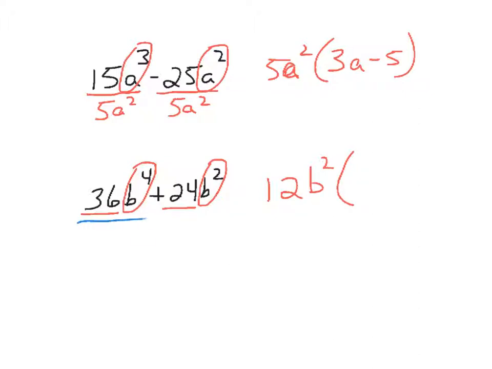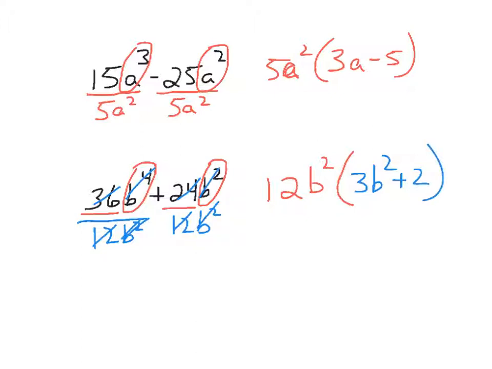Once again, one way to do this is I'm really dividing both of these terms by that common factor. If I divide 36b to the fourth by 12b squared, 36 divided by 12 gives me 3. B to the fourth divided by b squared gives me b squared. If I do the same thing with the second term, 12b squared, 24 divided by 12 gives me 2, and b squared divided by b squared cancels, so inside the parentheses I am just left with 3b squared plus 2.